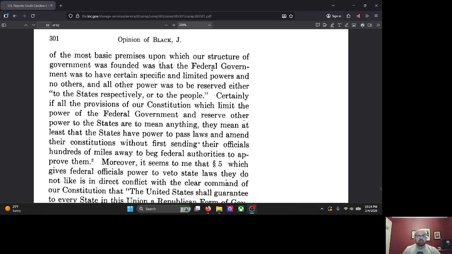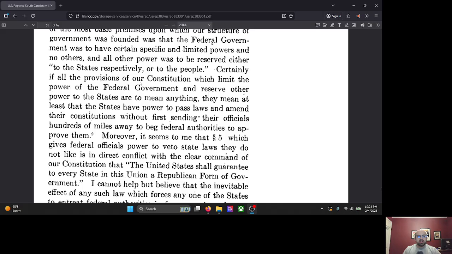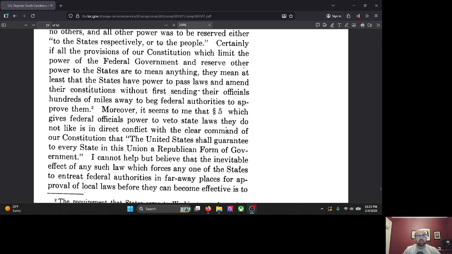One of the most basic premises upon which our structure of government was founded was that the federal government was to have certain specific and limited powers and no others, and all other power was to be reserved either to the states respectively or to the people. Certainly, if all the provisions of our Constitution which limit the power of the federal government and reserve other power to the states are to mean anything, they mean at least that the states have power to pass laws and amend their constitutions without first sending their officials hundreds of miles away to beg federal authorities to approve them.